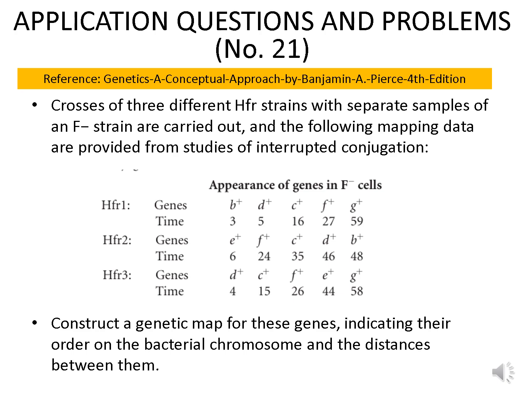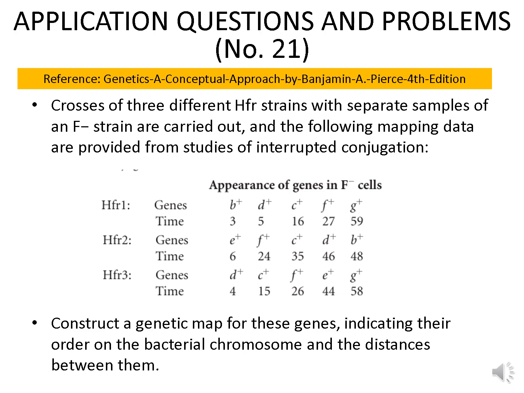Assalamu alaikum, dear students. Let's discuss another question which is directly related to the topic bacterial mapping via interrupted conjugation. This is also from the book Genetics: A Conceptual Approach by Benjamin A. Pierce, and its fourth edition is under consideration at the moment.